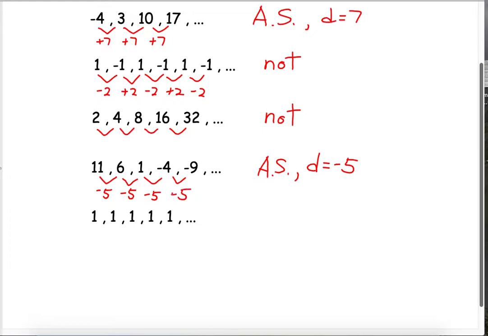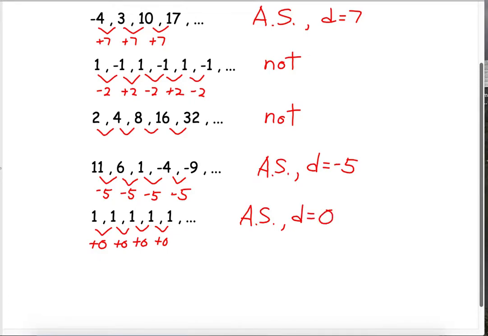And then how about the last one? That's one of my favorites. This confuses students sometimes because you say, well, no, we're not adding anything. It's just 1 all the way across. Well, let's be more technical. We're actually adding 0. So we are adding the same thing every time. So this is an arithmetic sequence. Your common difference is just 0.